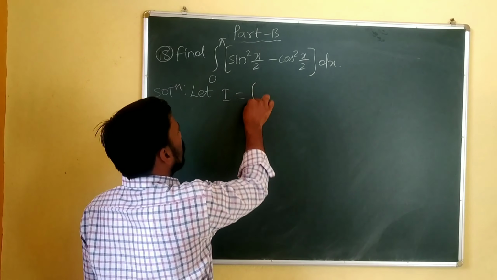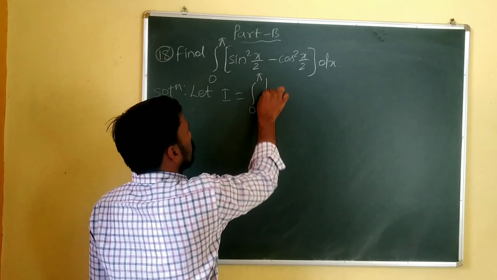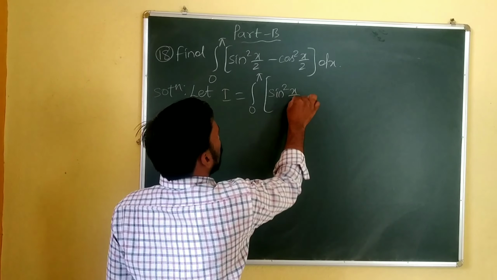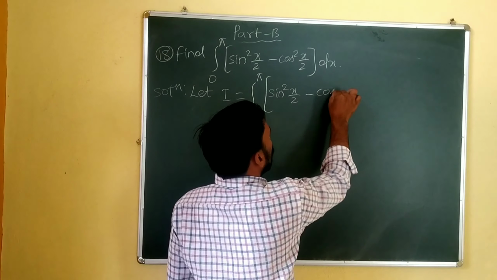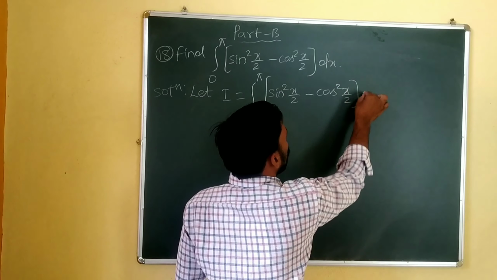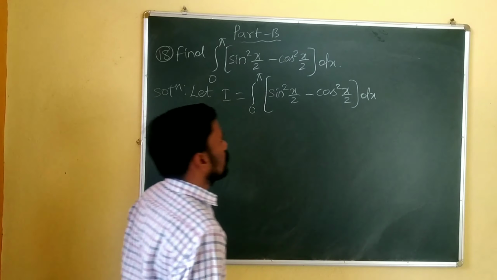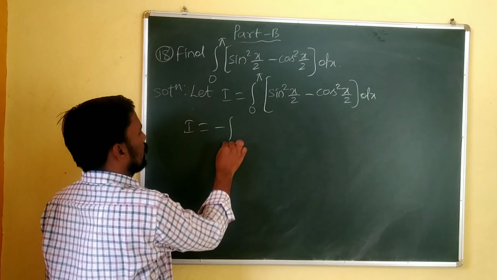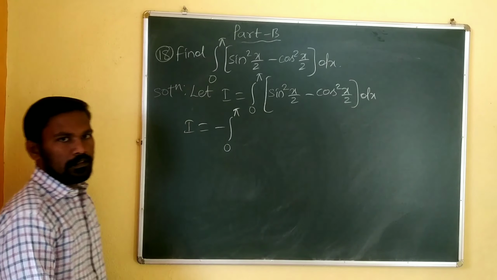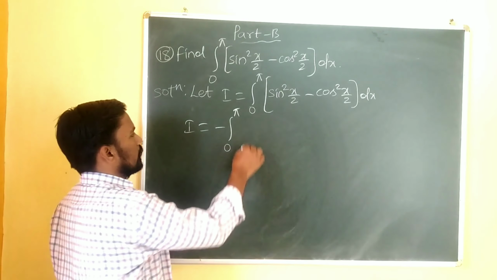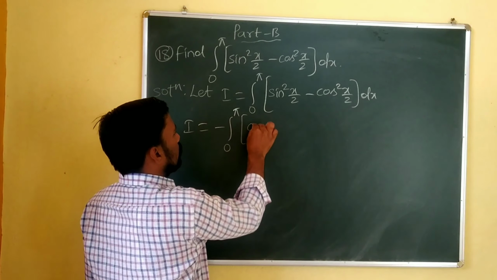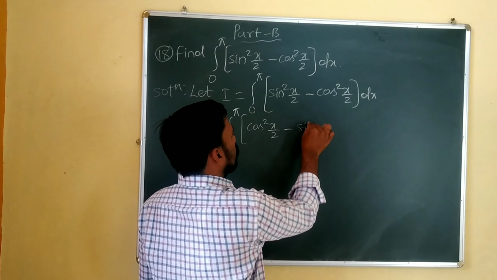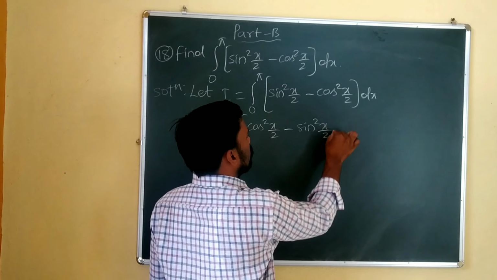That I is equal to integration from 0 to pi of sin square x by 2 minus cos square x by 2 dx. Now take the negative sign common here. Minus of integration from 0 to pi. Taking the negative sign common, it becomes cos square x by 2 minus sin square x by 2.